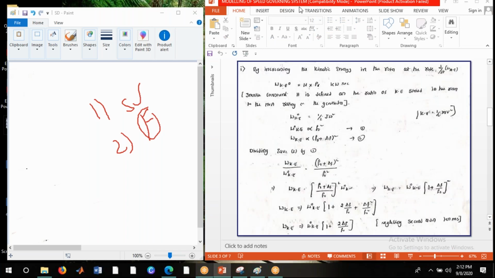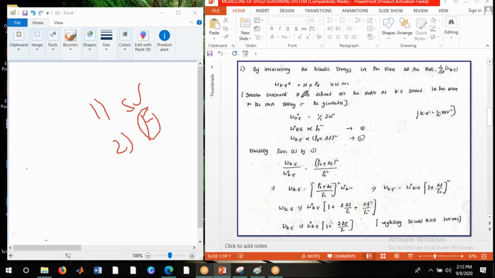Right. See here, this is the first case. In the first case, we are increasing the kinetic energy in the rotor at the rate of d by dt of Wk. That is the kinetic energy work done. And in this case we are controlling the generator in terms of speed and moment of inertia. So these are related to the speed parameters.